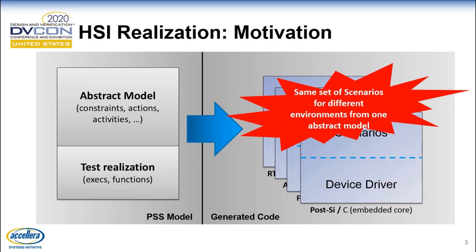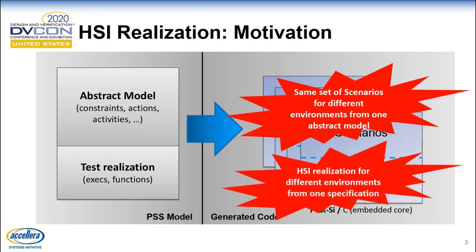The low-level functions can be generated from the same representation of the sequence. Just like you can generate scenarios for different environments from exactly the same abstract model, you can also generate what we are calling HSI, hardware software interface realizations, for different environments from the same specification in the test realization part. So that's basically what 1.1 adds.